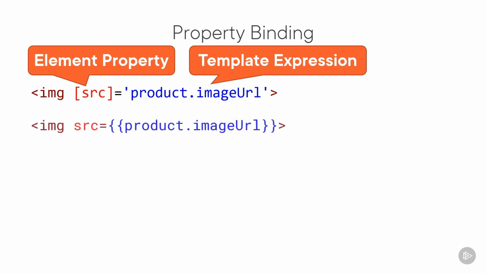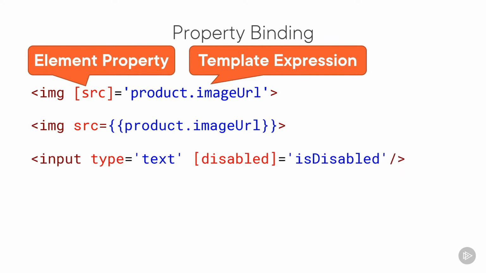For comparison, here is a similar binding using interpolation. When using interpolation, the element property is not enclosed in square brackets, and the template expression is enclosed in curly braces with no quotes. When binding to element properties, many developers prefer using property binding over interpolation. Plus, property binding allows binding to types other than strings, such as a Boolean true-false value. Interpolation always assigns a string.